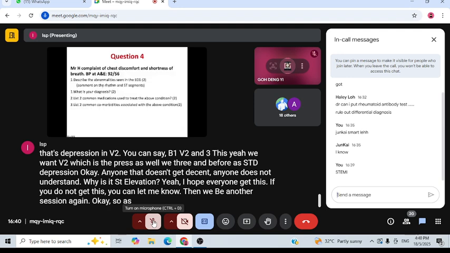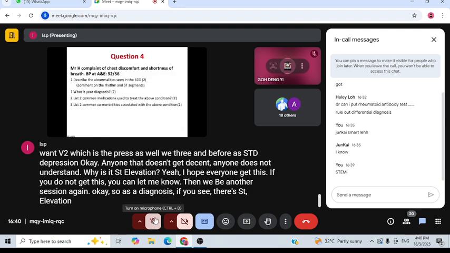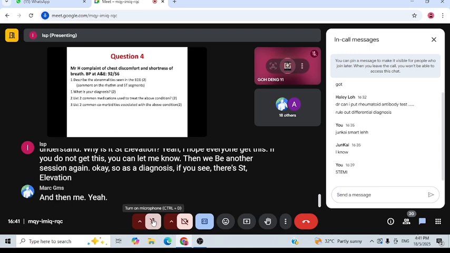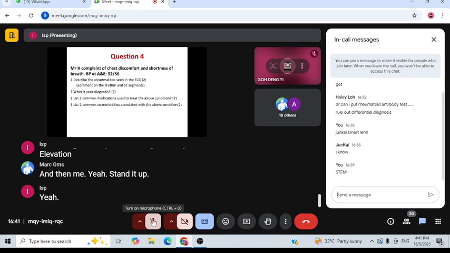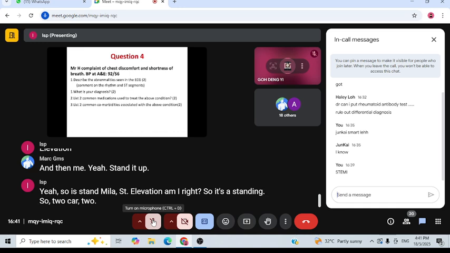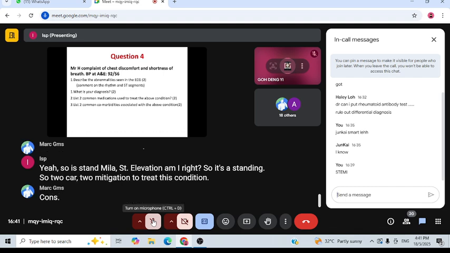As your diagnosis, if you see there is ST elevation, then STEMI. Yes, it's STEMI, ST elevation MI, right? So it's a STEMI. So two medications to treat this condition. Calcium channel blockers?